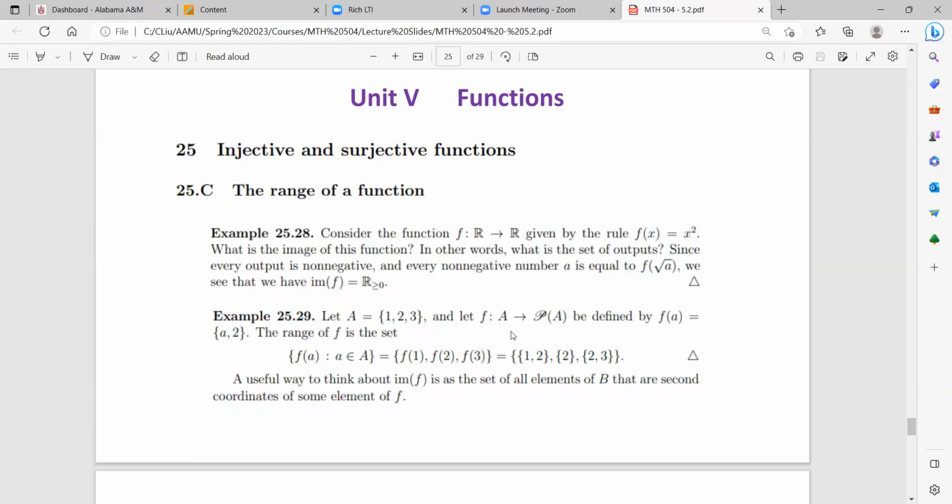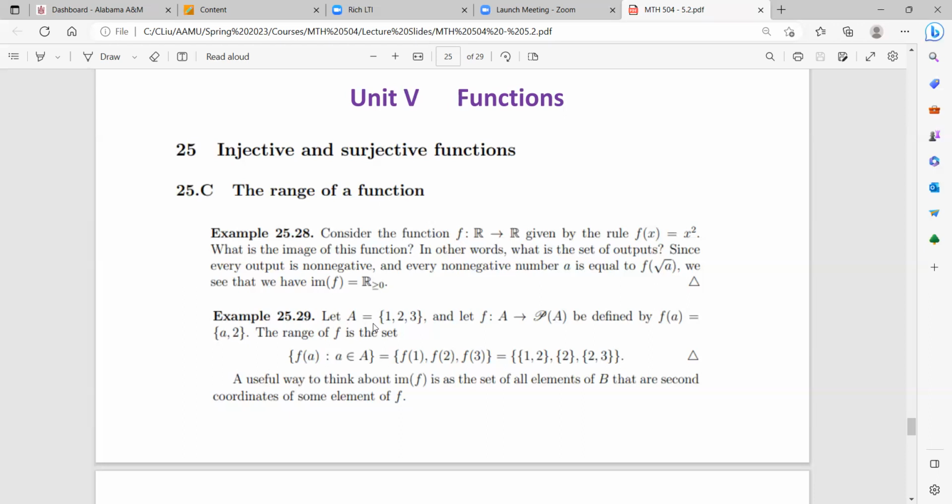The next example is about the subsets of A. So let's look at this set A with 3 numbers, 1, 2, and 3, and the function is defined on A, and the function value gives you a subset of A. Remember, the power set of A means all the subsets of A. So what's the output if you pick any number a from the set A? It just gives you the set of a and 2.